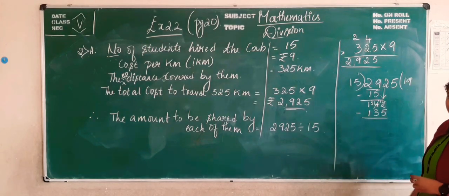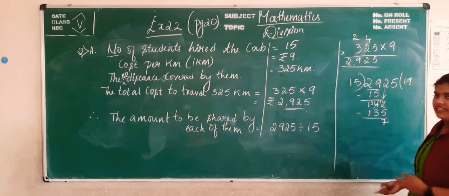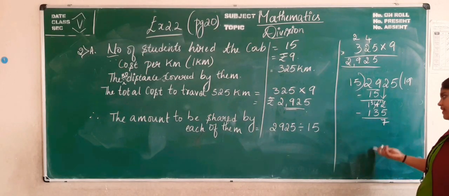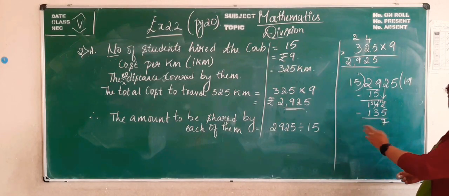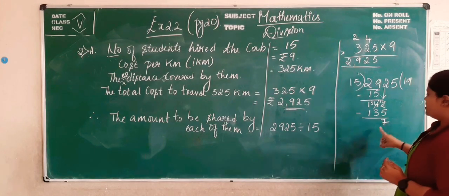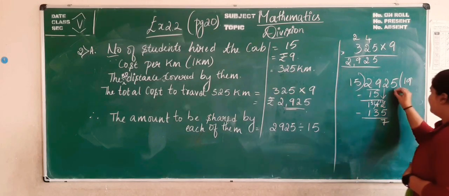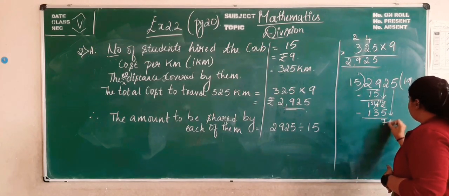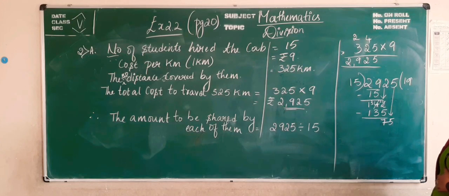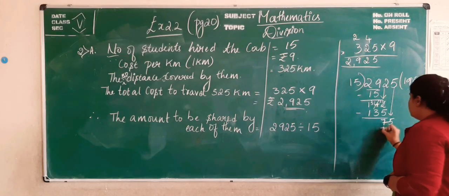What is 12 minus 5? Right, 7. What is 3 minus 3? 0. 1 minus 1, again 0. So now we are not writing 0 because we are writing towards the extreme left. So now subtraction is done. What is next? Right, I have to bring 5 down. So what is 15 5s? 75. Very good. 15 5s are 75.